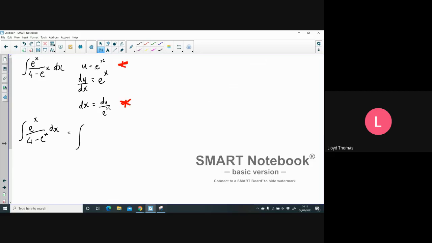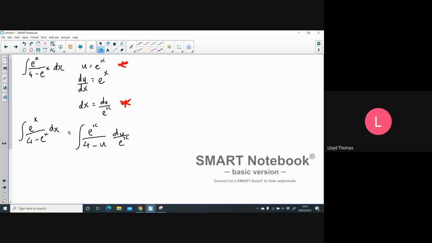Now, this substitution, I think the most common mistake people made on their homework was they maybe only put it in one place or missed it out, but it actually happens twice. However, there's no need to put it in twice. I'm actually going to leave e to the x there for now on the top. You'll see why in a moment. But the bottom I'm going to replace by 4 minus u, because u is e to the x. And dx I'm going to replace by du over e to the x.